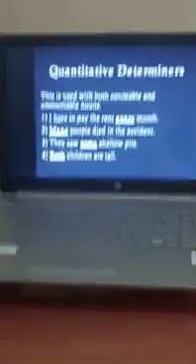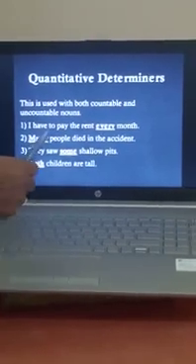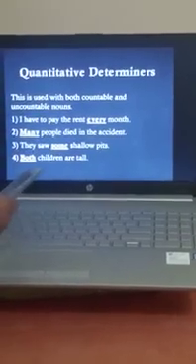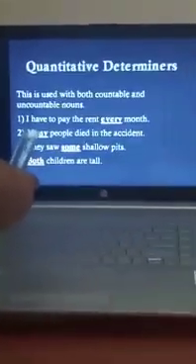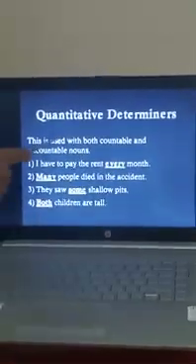Okay, let's see next. Quantitative determiners. This shows quantities. So for example, every, many, some, few, little, etc. Okay. This is used with both countable and uncountable nouns. First one, I have to pay the rent every month. Now we are talking about quantitative determiner. So that is why every is the quantitative determiner.